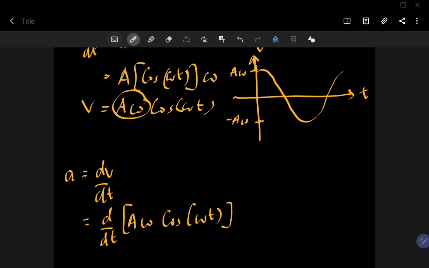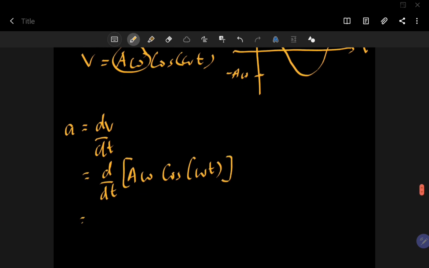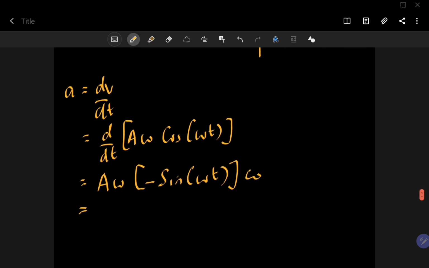Alright, again, A omega is just a constant, take it out first, A omega. And then we need to differentiate cos omega t with respect to t, giving you negative sine omega t. And then we need to differentiate omega t with respect to t, giving you omega, giving you negative A omega times omega, which is A omega squared, and then sine omega t.